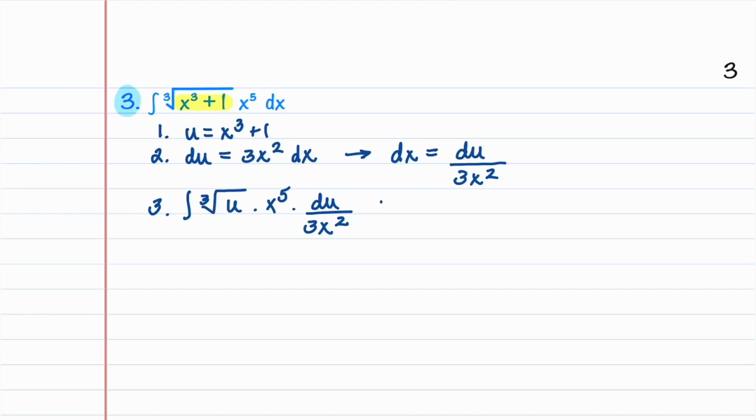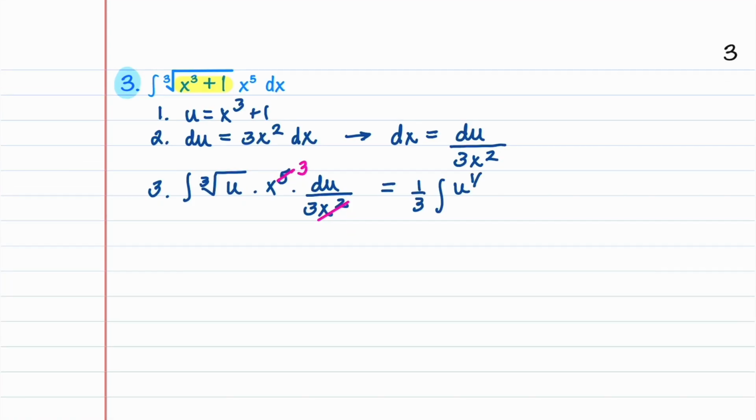Now we're going to simplify this. We can bring a 1/3 out in front. And notice that our x squared is going to cancel with our x to the 5th, and we'll end up with an x cubed. We have the integral of the cube root of u, and we're going to write this as u to the 1/3, and then we have an x cubed and a du.